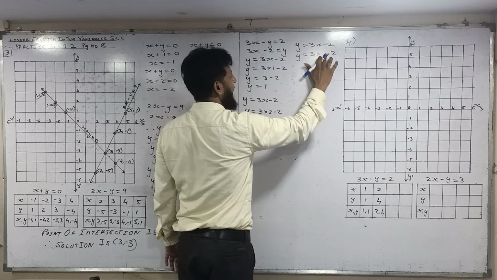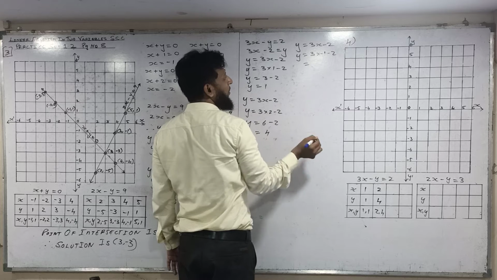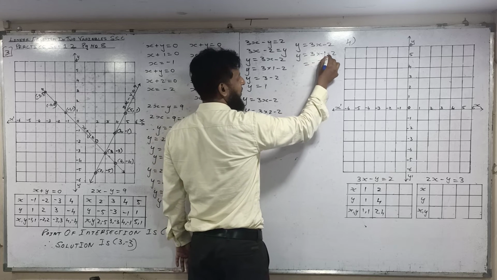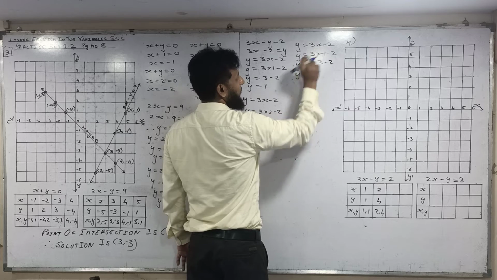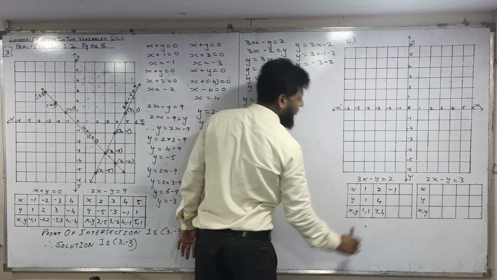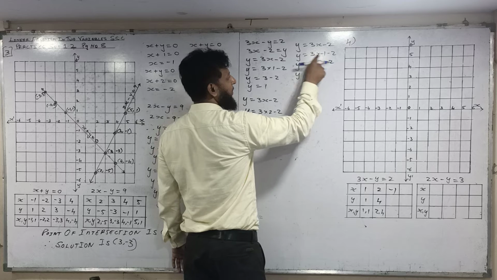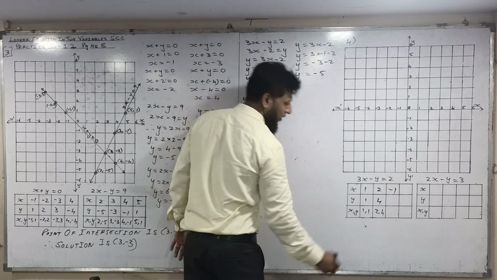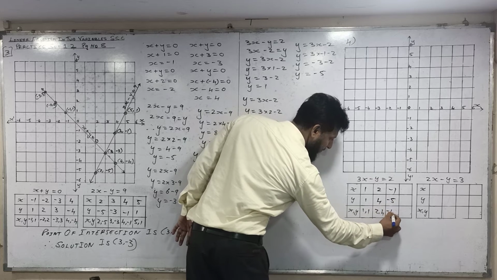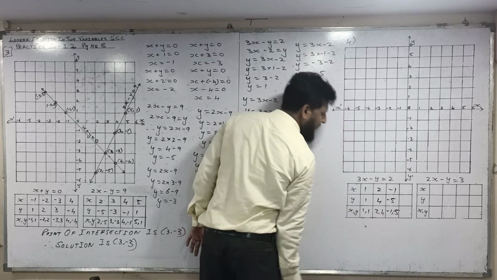So here I will take negative value minus 1. So 3 times 1 is 3, minus 3 and minus 2. So x value minus 1. So what will be the y value? 3 times 1 is 3, plus minus 3, minus 2. Y is equal to minus 5. So when x is minus 1, y is minus 5.